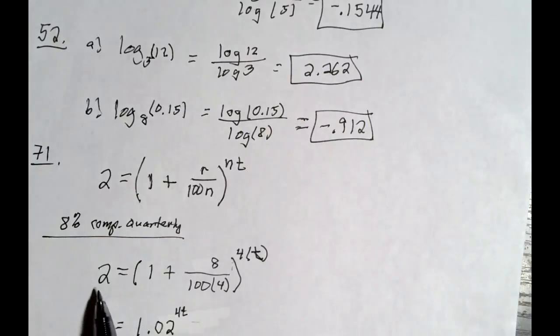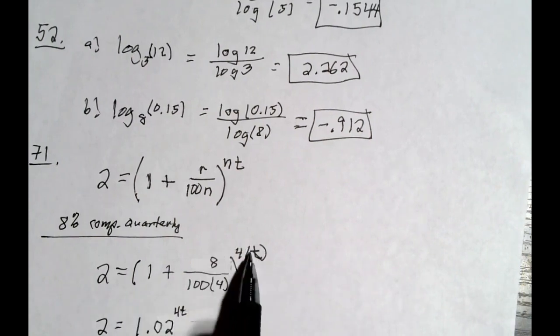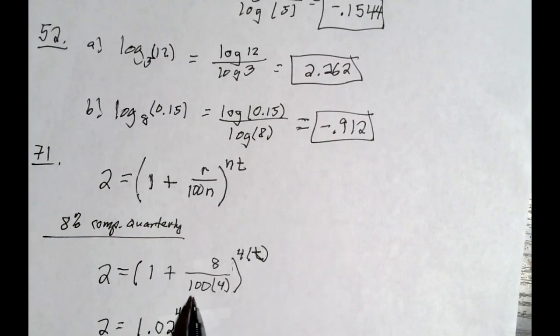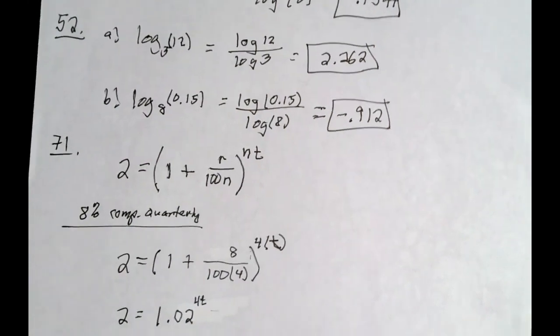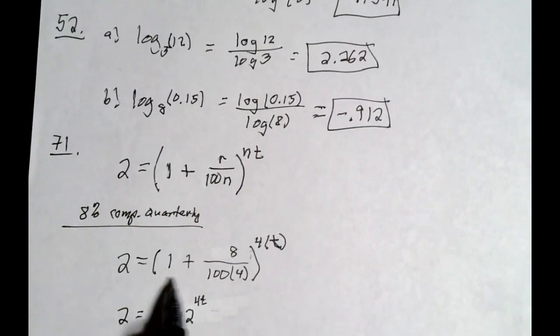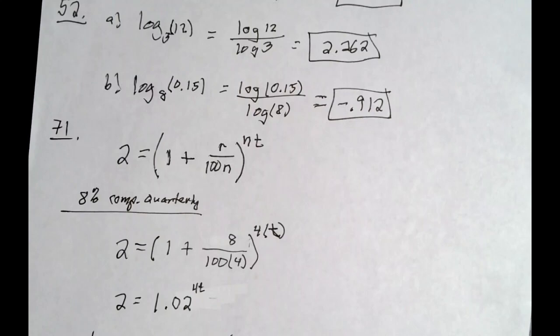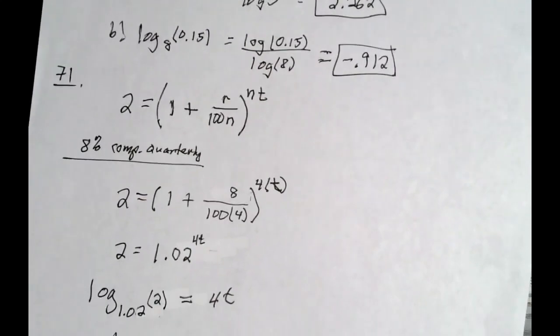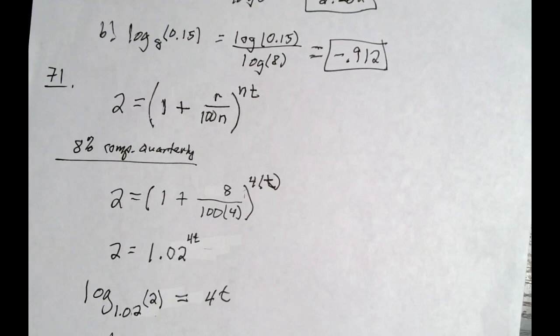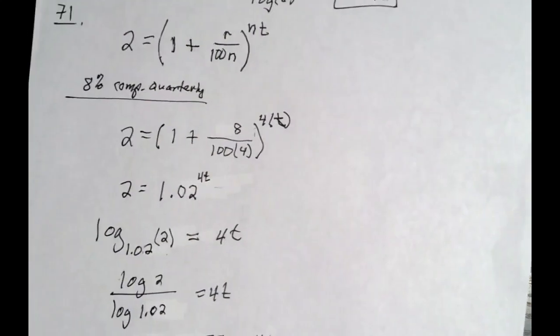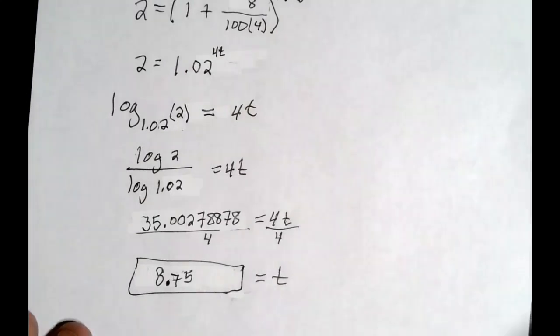Alright. And 71, they ask you to find out what t is, and they tell you all of the numbers that you need to know except for t. So you've got this guy here, and the only thing you don't know is t. Well, this is 8 over 400, which is 0.02. And so it's 1.02 raised to the 4t equals 2. So it's log base 1.02 of 2 equals 4t. So that's log 2 over log 1.02, which is this guy, and divided by 4 and you get 8.75, and that's your interest rate. That's the interest rate that you get from calculating this problem out.